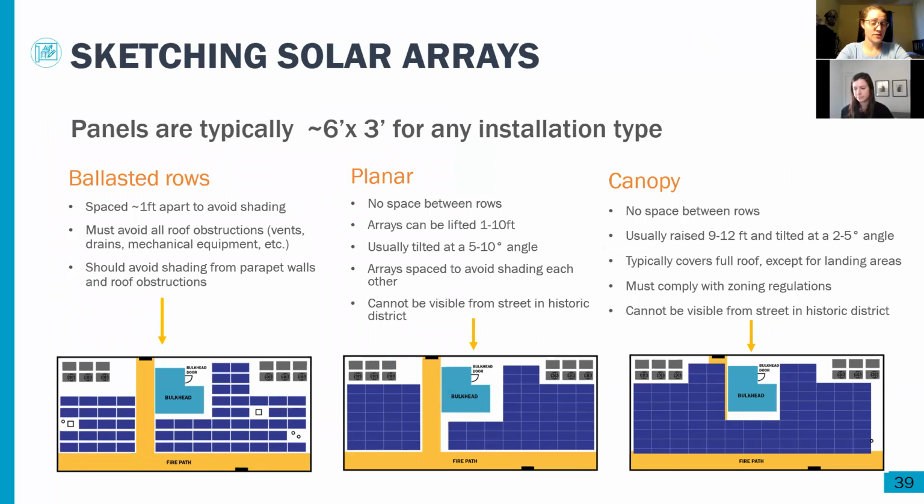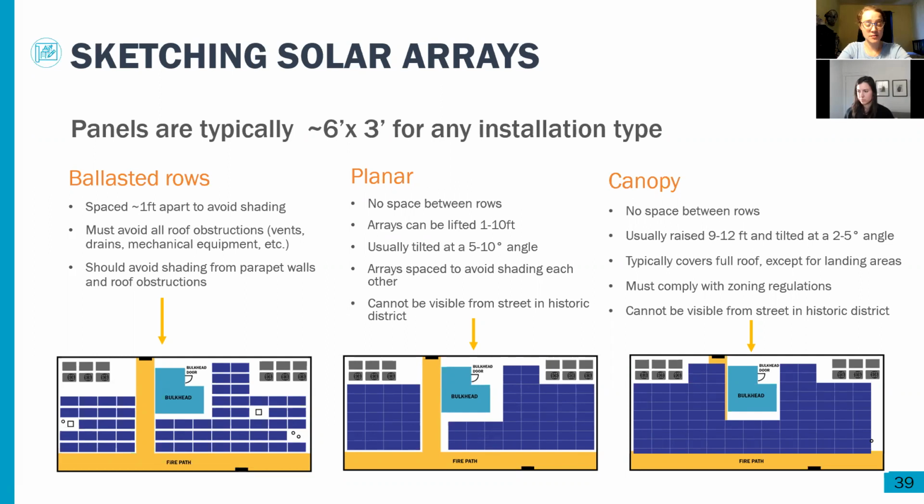So if you're drawing solar arrays as part of the architectural plan, there are a couple of things to keep in mind. We already went through the 3 different types of systems. And so with ballasted, the thing to draw is that they need rows. So they're spaced about 1 foot apart, and they have to avoid any and all roof obstructions, even drains and vents. And you should avoid shading from parapet walls, because parapet walls are usually about 4 feet high. And so if you put the panels right up next to it, they'll probably be shaded.